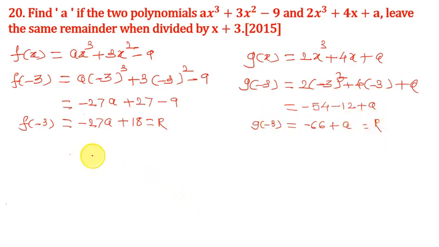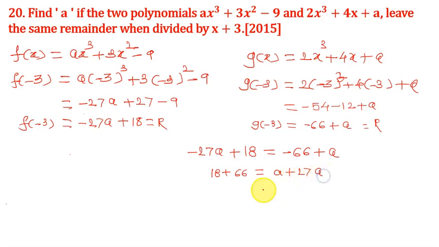This is the remainder. As these two remainders are equal, we will simplify this. 27a plus 18 is equal to minus 66 plus a. Now shift the minus 66 to the left-hand side: 18 plus 66 is equal to a minus 27a, and that's equal to 28a.